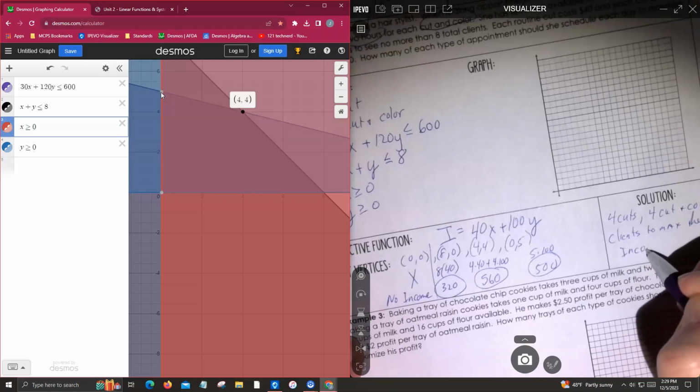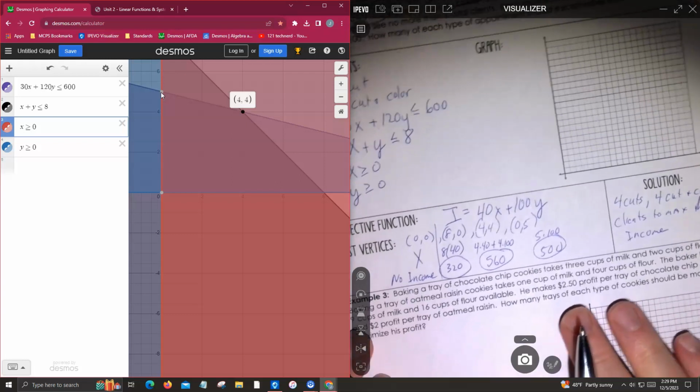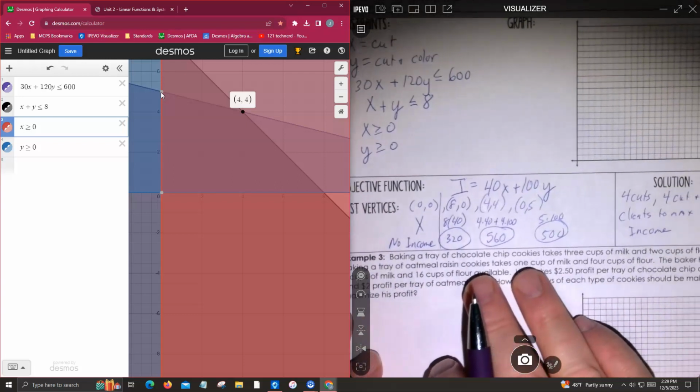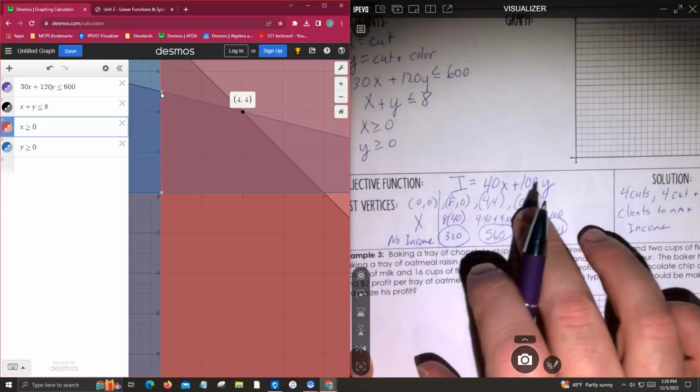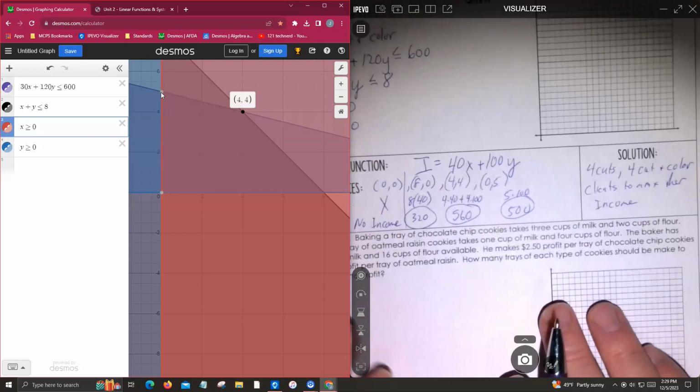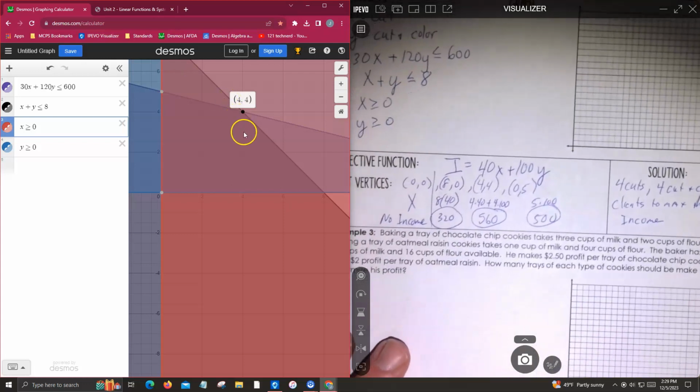Remember that she's only allowing 8 people. If she had unlimited people, then it'd be different. She's only allowing 8 clients total. So none of these numbers can be bigger than 8. All right, so that's what I would write for the solution.